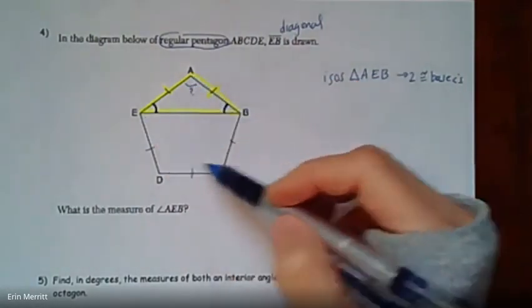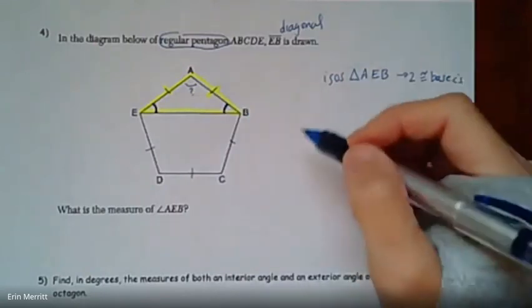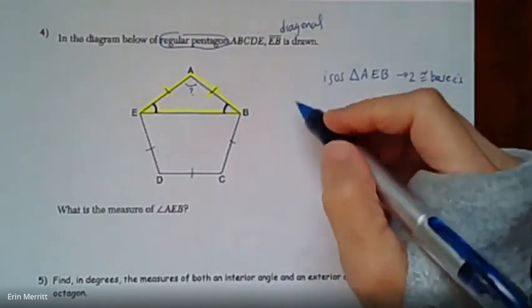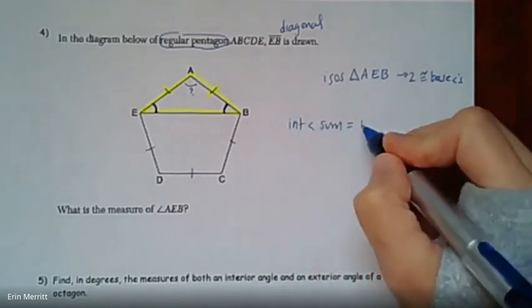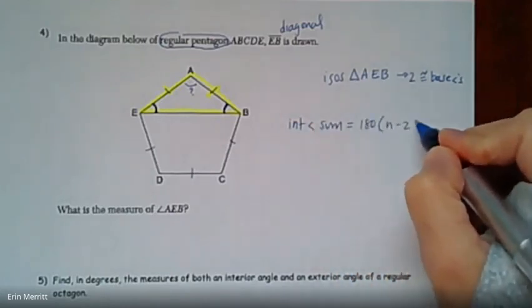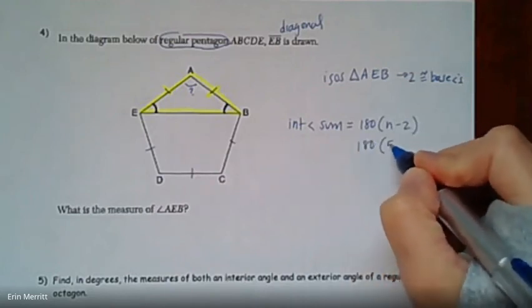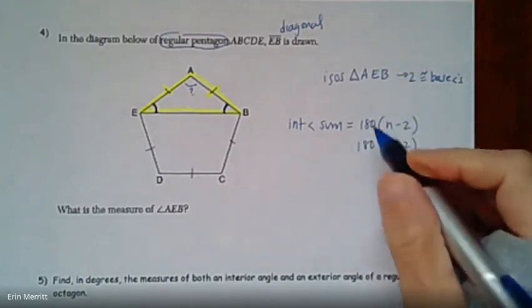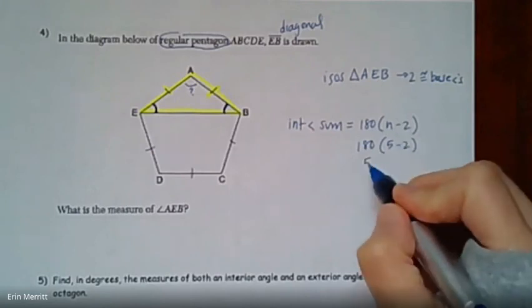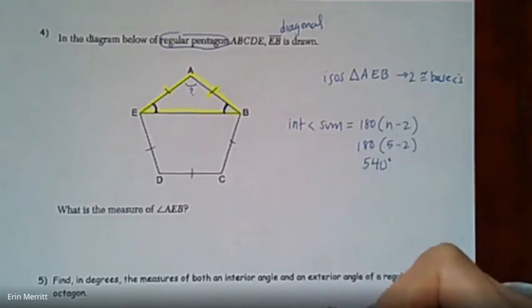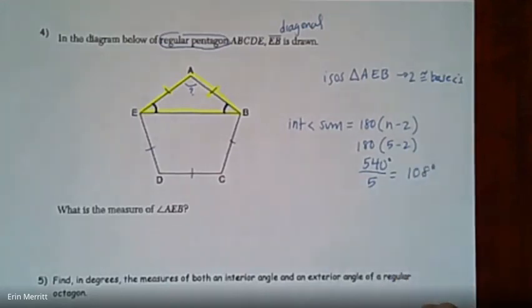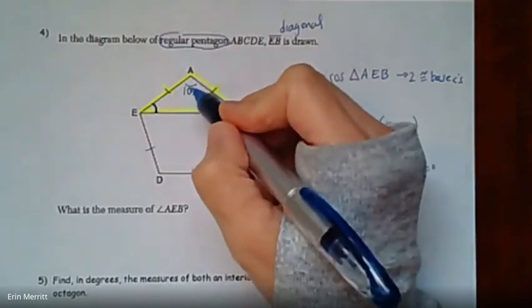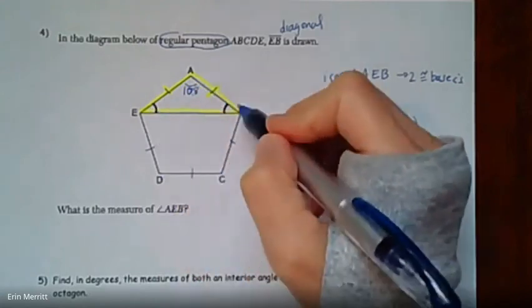So that's one of the angles in the regular pentagon. When we think regular pentagon, that means interior angle sum. That would be 180 times n minus 2, or 180 times 5 minus 2. So 180 times 3 gives you 540. If I divide that up 5 ways, each angle is 108 degrees. So each of the big angles, here, here, here, here, and here.